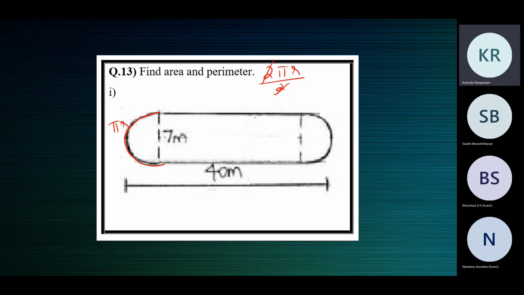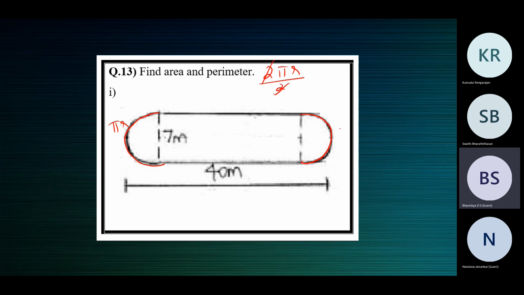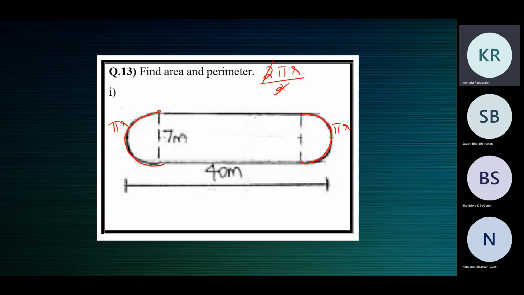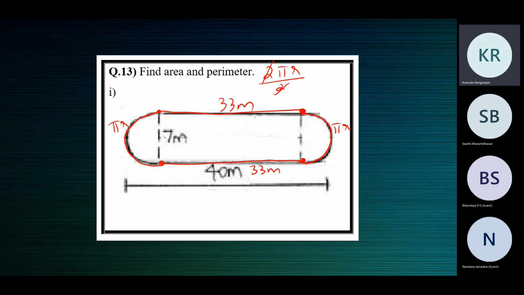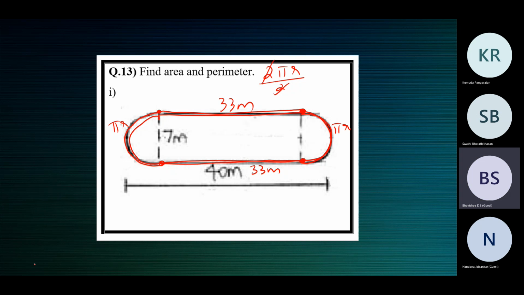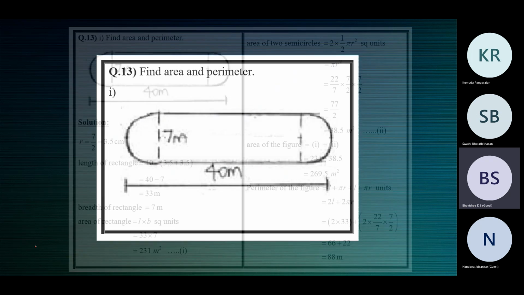What about this length? Pi r. What about the length from here to here? Ma'am, 40 minus 7. Yeah, 33 meters. What about the length from here to here? Same, 33 meters. So the perimeter of the figure is the length of the rectangle plus pi r plus the length of the rectangle plus pi r. Yes, children, you are good to go now. Start working.